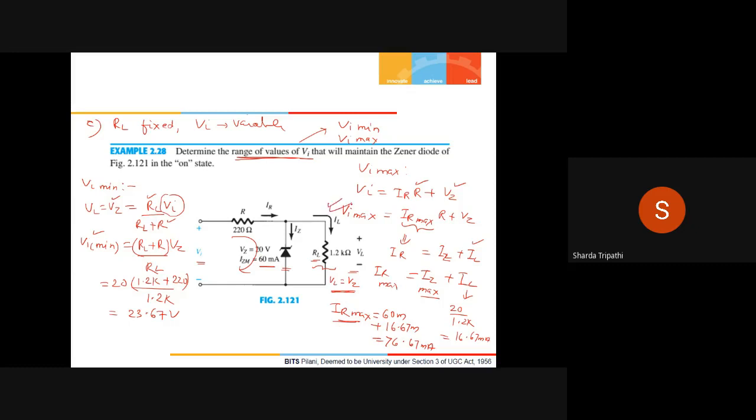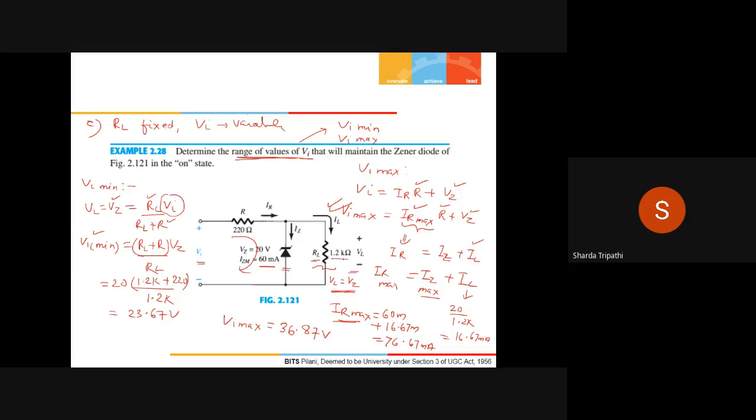Now I get back to this equation over here. I know everything. I know IR max. I also know R. I also know VZ. So if you substitute everything over here and find out the answer, this should come out to be 36.87 volts. Just do this after the class and verify if these values are correct.